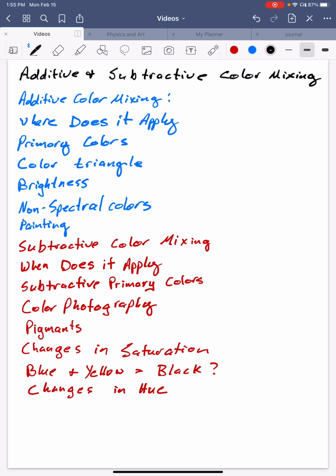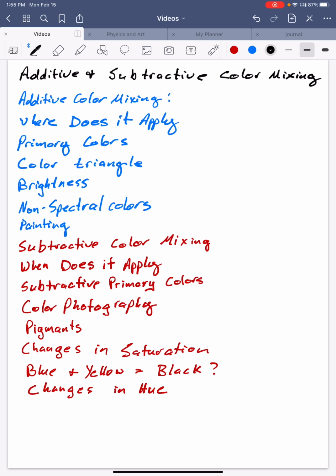Today I'm going to be putting two videos up, one on additive and one on subtractive color mixing. So on that first video, we're going to talk about additive color mixing, which is this video, and we're going to ask where does it apply, what are primary colors in additive color mixing, what's the color triangle, what about brightness and non-spectral colors, and then how it applies to painting.